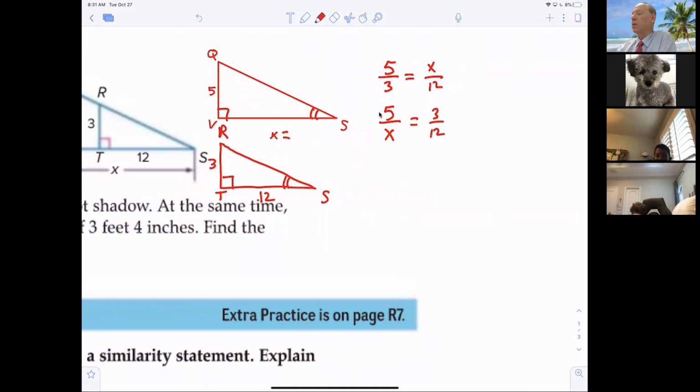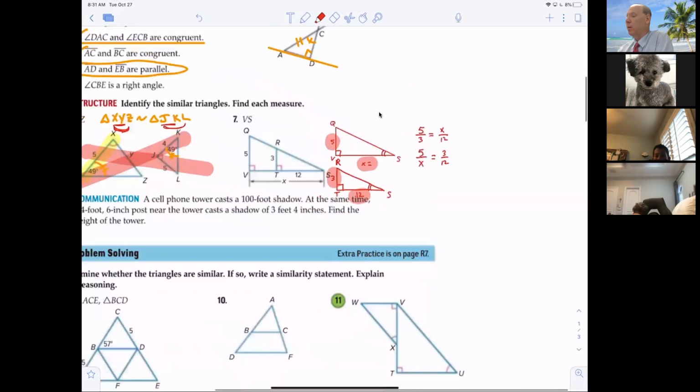But to me, I always just like to look to see if there's a relationship between the two sides. If there's a relationship between two sides, on the smaller one, that ratio has to be exactly the same. Is everybody okay with that? Any issues on that? All right, they can be tricky.